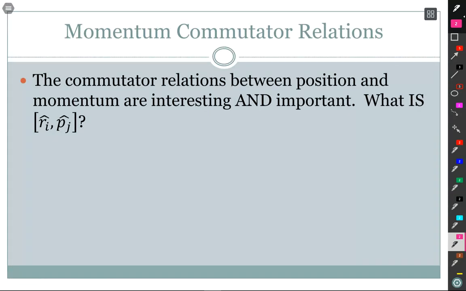Commutator relations between position and momentum are interesting and important. Why are commutator relations important? They show up in our different equations. Well, like in the uncertainty principle, the commutator allows you to find the uncertainty relation between two objects. Yes, and that actually is what I was going to say. It tells you, for instance, if you can know two variables simultaneously.